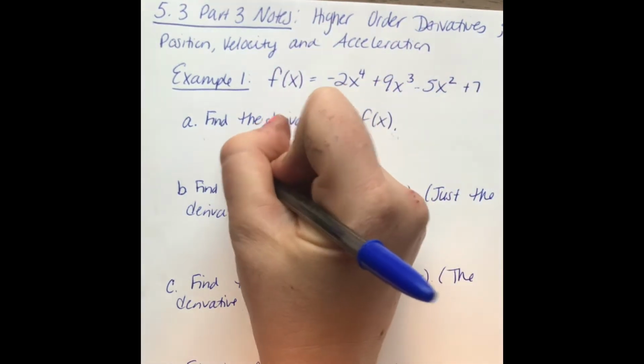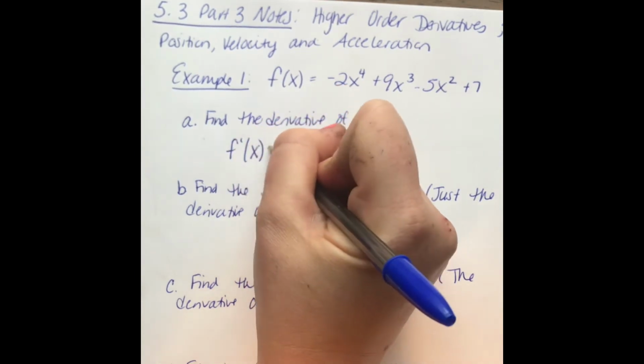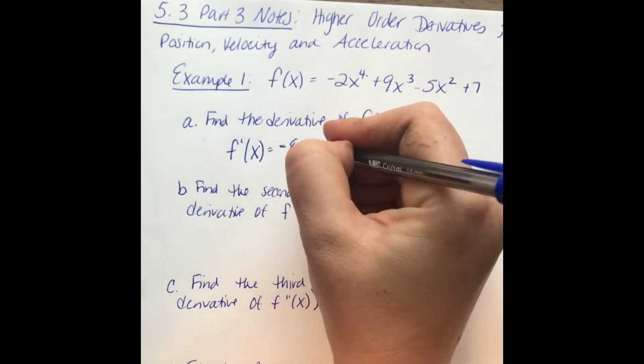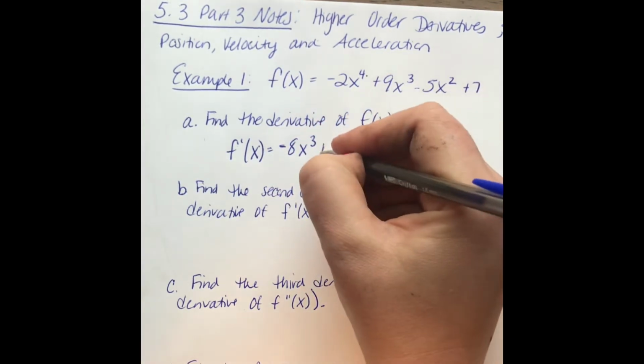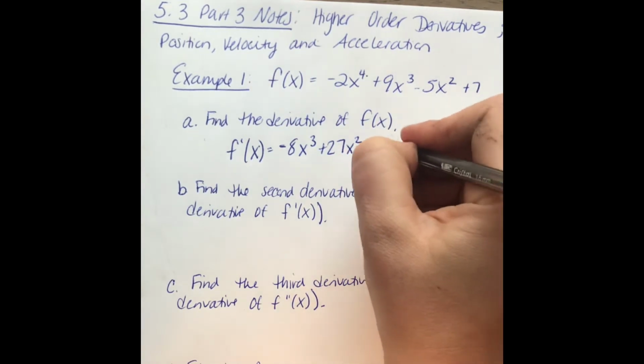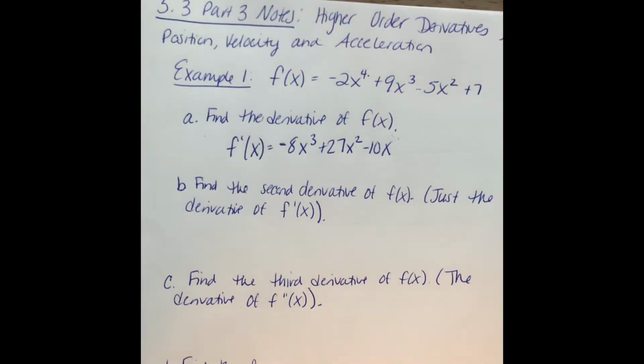So we know that f prime of x, which means the derivative, is equal to negative 8x to the third plus 27x squared minus 10x. So that would be the first derivative.